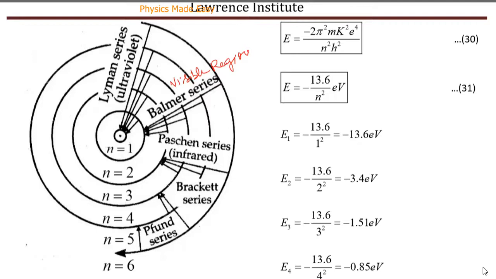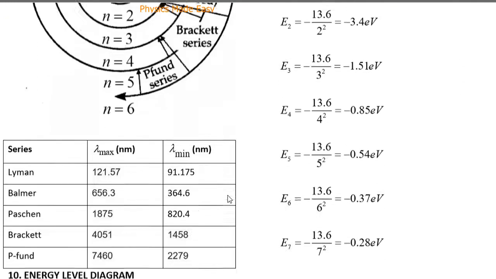Today we will discuss various energy levels and spectra once again, and then we shall be focusing on the energy level diagram. So the first series is the Lyman series. Lyman series is formed when electrons from a higher level jump to level number 1, n is equal to 1. So this is called the Lyman series.